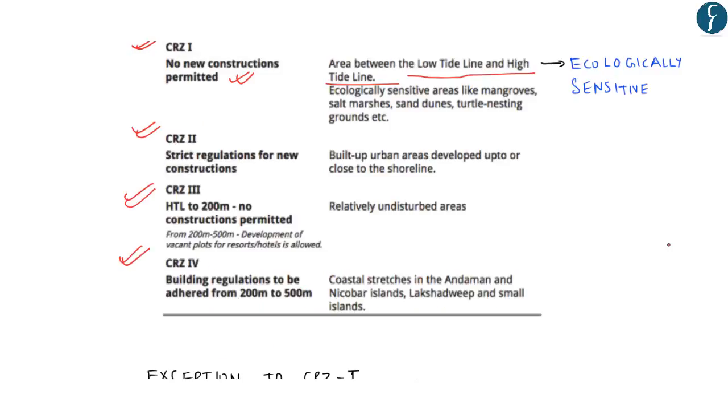Under CRZ2, this category includes areas that have already been developed up to or close to the shoreline. For this purpose, the term developed area is used for areas within municipal limits or in other legally designated urban areas. However, under CRZ2, strict regulations for new constructions are provided. As far as CRZ3 is concerned, it covers areas that are relatively undisturbed and do not belong to the first 2 criteria. And CRZ4 covers coastal stretches in the Andaman and Nicobar, Lakshadweep and small islands, except those designated as CRZ1, CRZ2 or CRZ3. And in this, no new construction of building is permitted within 200 meters of high tide line.